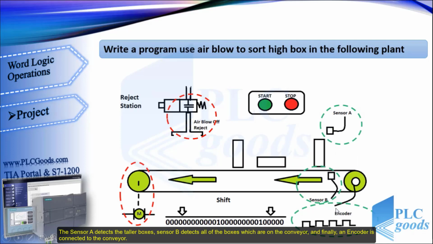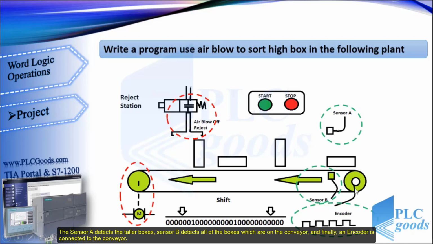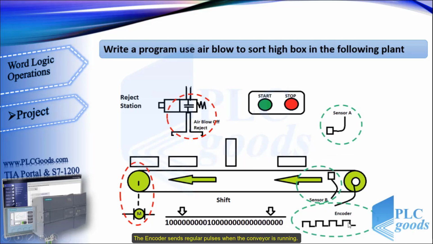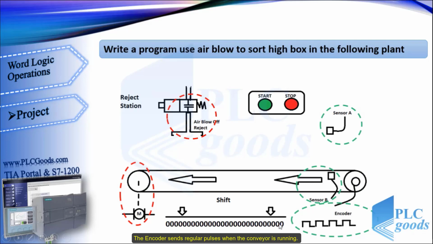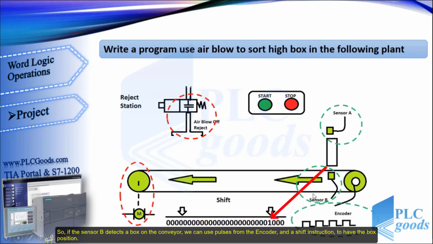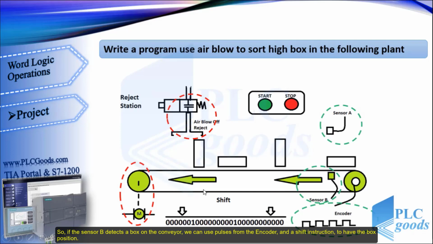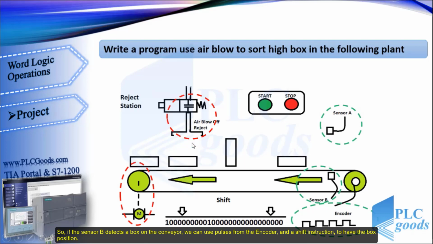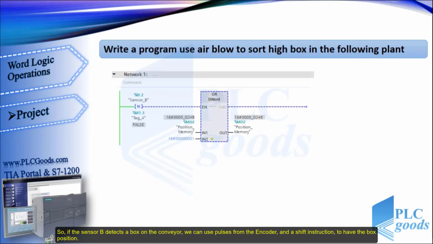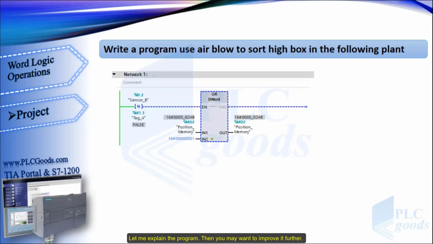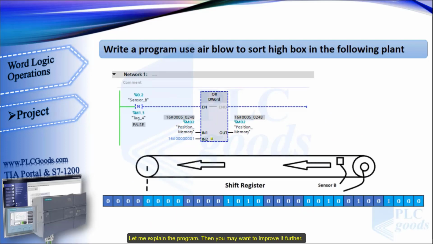And finally, an encoder is connected to the conveyor. The encoder sends regular pulses when the conveyor is running. So if the sensor B detects a box on the conveyor, we can use pulses from the encoder and the shift instruction to have the box position. Let me explain the program. Then you may want to improve it further.